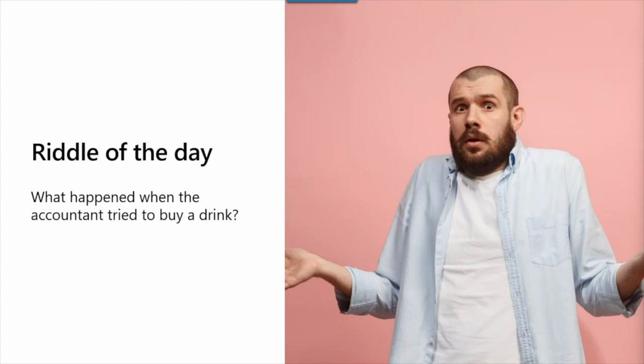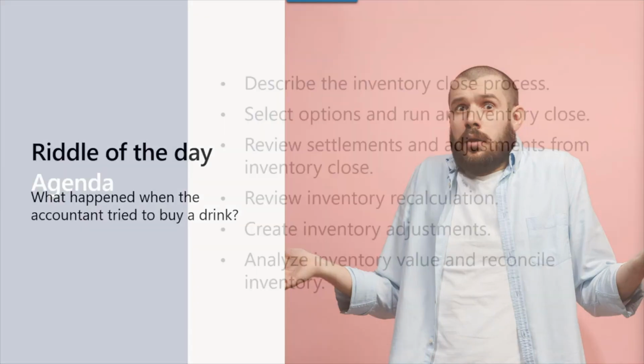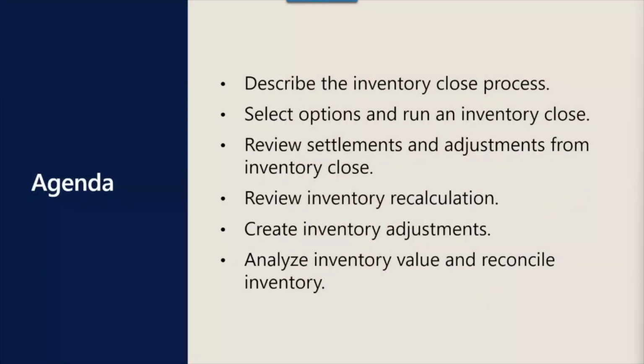So let's take a quick look at our agenda, and then we'll dive right in. We're going to start out by describing the inventory close process. This includes how to select options and actually performing the inventory close. You'll actually see a demonstration of that. We're also going to double click on that inventory close and walk you through all the details of how to review inventory settlements and adjustments and all the various outputs that come from an inventory close.